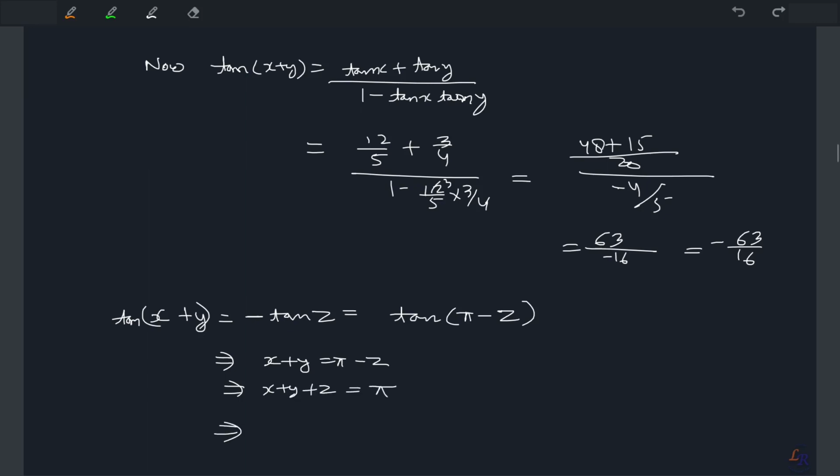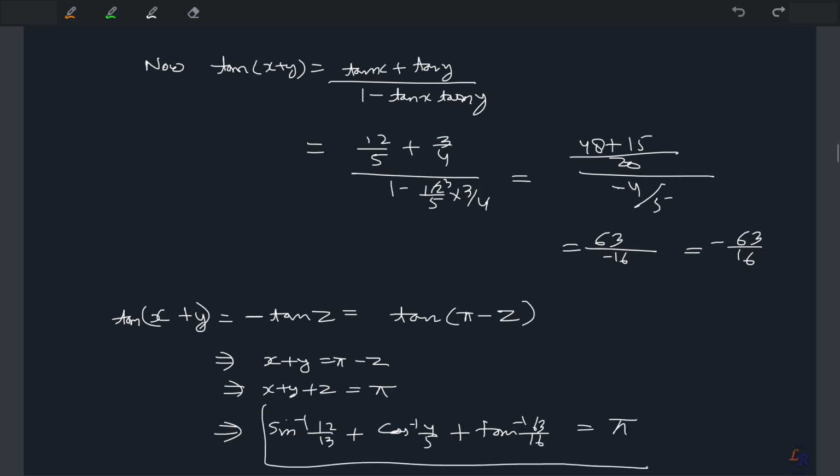So this is what we wanted to calculate. So it means you put the x values, so here sin inverse 12 by 13 plus cos inverse 4 by 5 plus tan inverse 63 by 16 is equal to pi, right? So the value we just found, if you solve, you will have the answer pi.